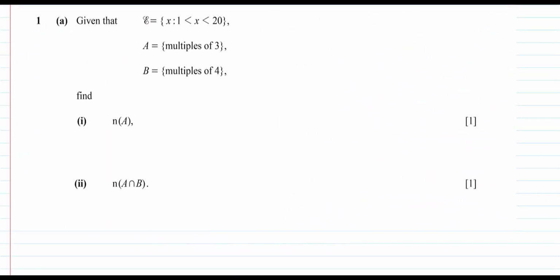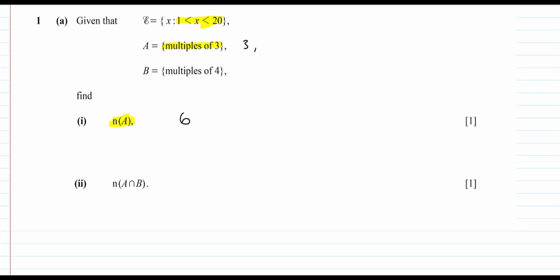Question 1a, part 1, we need to find the number of elements in A. So A is the multiples of 3, and they are greater than 1 but less than 20. So I know that 3 times 6 is 18, so we've got 6 multiples of 3 that are greater than 1 and less than 20, and if we went 3 times 7, we're actually going to go over to 21.